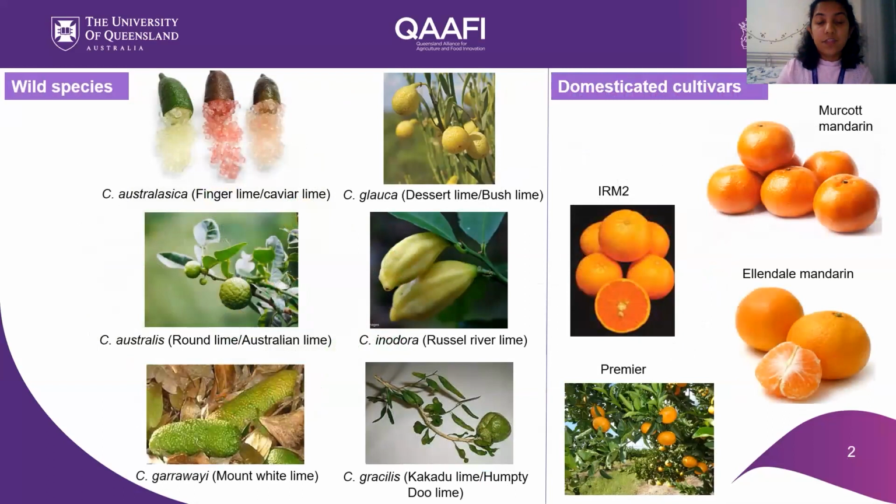So in this image, on the left side, we have all the wild citrus species. So as I mentioned earlier, we have 6 species: finger lime, desert lime, round lime, Russell River lime, Mount White lime, and Kakadu lime. And on the right side, we have a selected set of domesticated cultivars, which are or have been important in the Australian citrus industry, which are Murcott Mandarin, IRM2, Allendale Mandarin, and Premier.